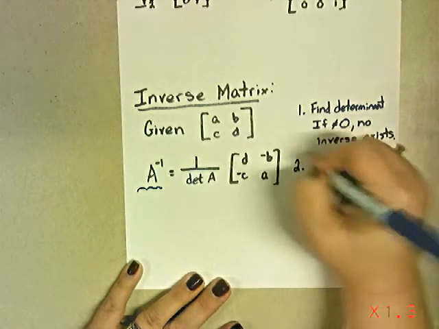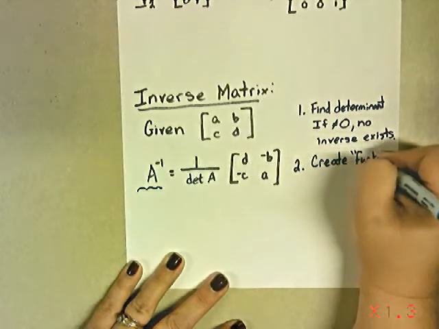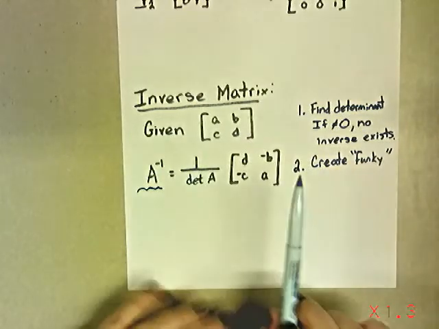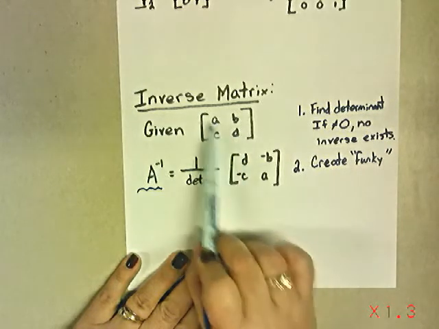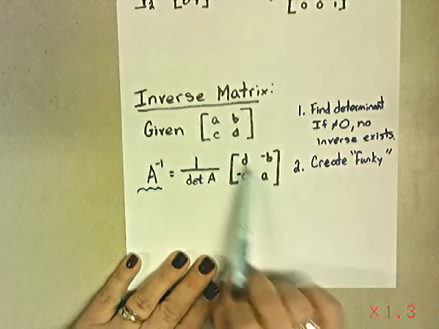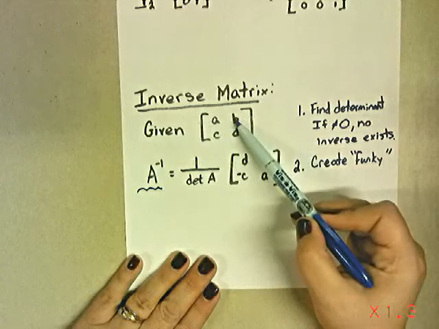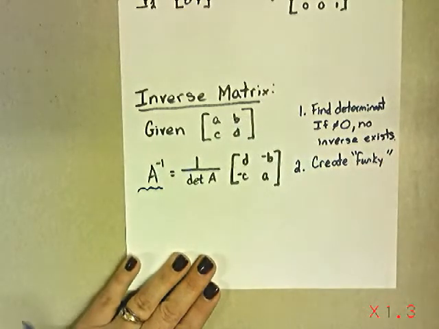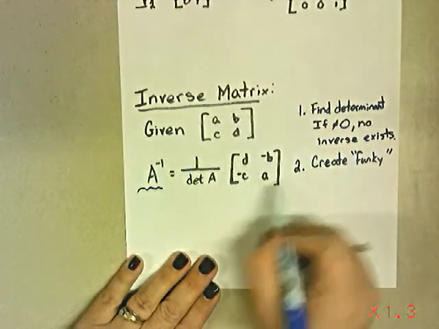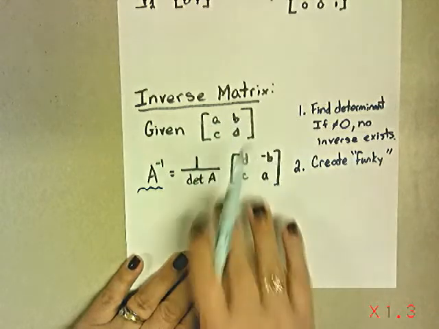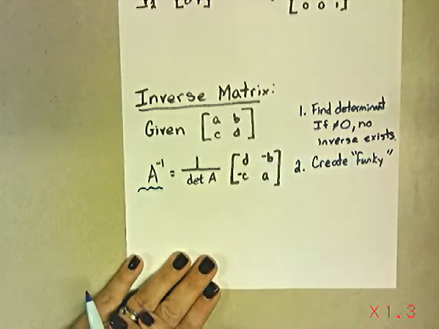Step number 2 is create what I call the funky matrix. To create the funky matrix, you take the numbers that are on the first diagonal, the top left diagonal, and you switch those. Then you take the elements that are on the other diagonal and you simply change the signs. So you're not switching the location, you're just changing the sign. So this is what I call the funky matrix right here. I took the first diagonal, flip-flopped those two. I took the second diagonal and just changed the signs.